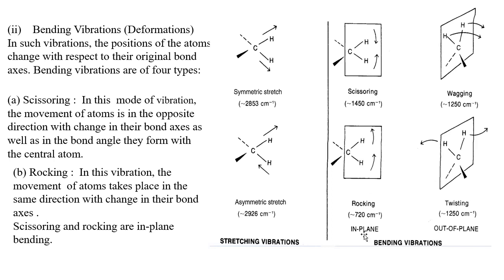Scissoring and rocking are in-plane vibrations, while wagging and twisting are out-of-plane vibrations. In the scissoring vibration, you can see the movement of atoms is in opposite directions with change in their bond axis as well as bond angle.